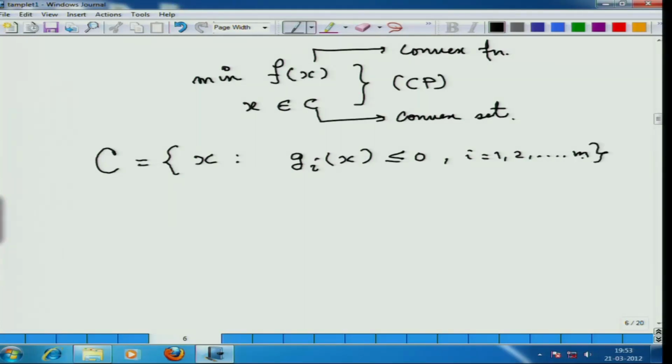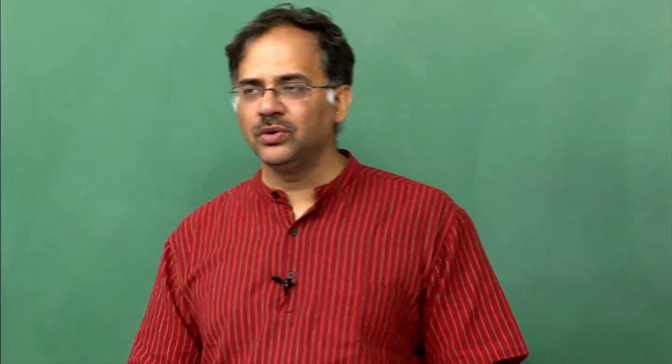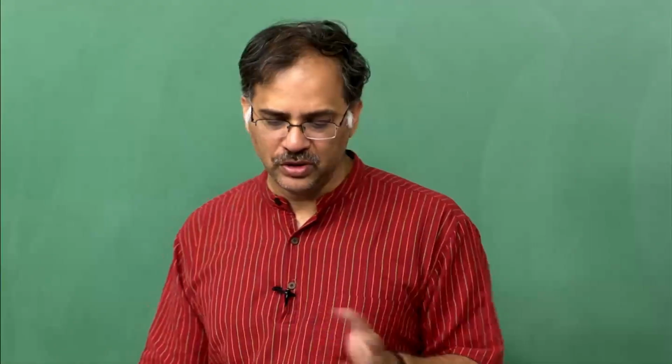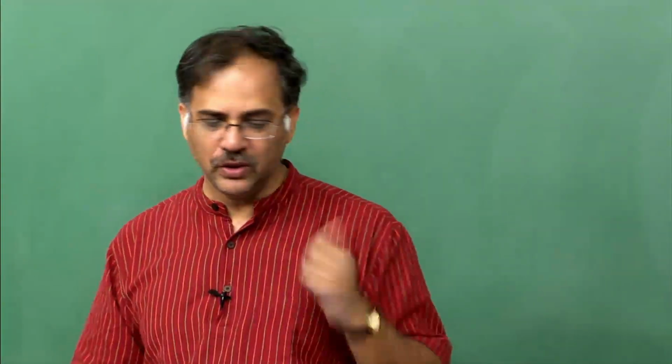Where all these g_i are themselves convex functions. You might ask me, okay, this is the standard thing, what about equalities? Equality constraints are quite well known to you, possibly in calculus when you learn the Lagrange multiplier rule, you would talk about equality constraints. So, where are your equality constraints?